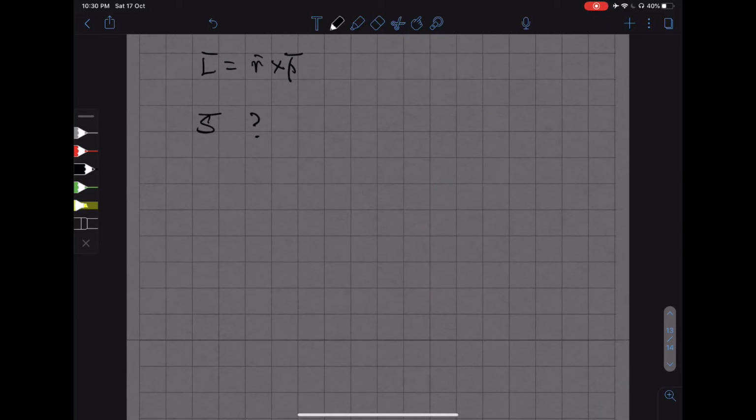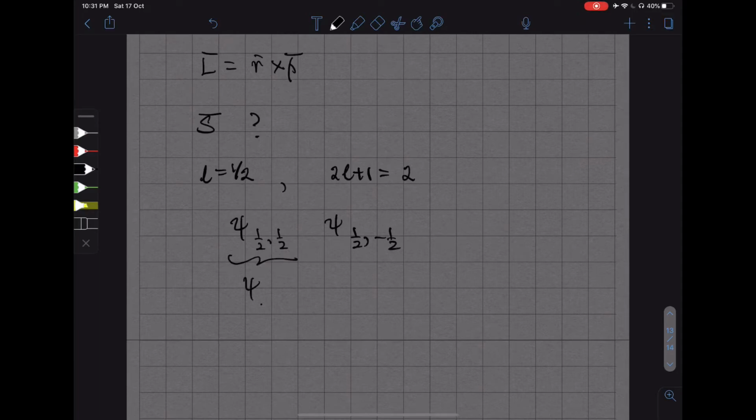Let's take the example where l is half, so we're looking at a spin half system. In that case, how many states do I have? Well, 2l plus 1 is just 2, so I will have 2 states. These states are psi half, half and psi half, minus half. Let's write these as psi up and psi down.